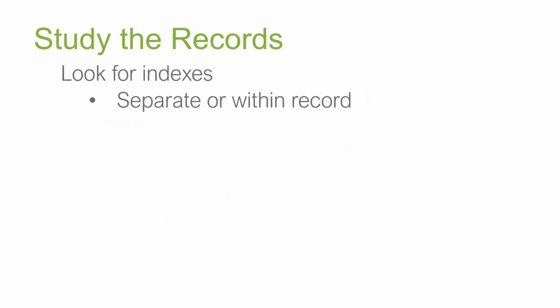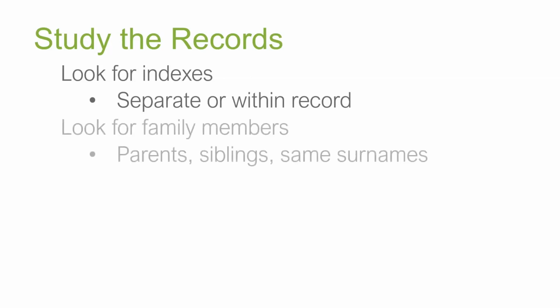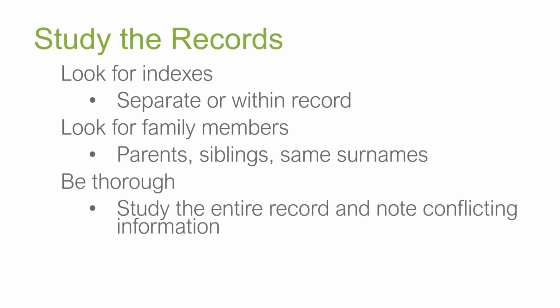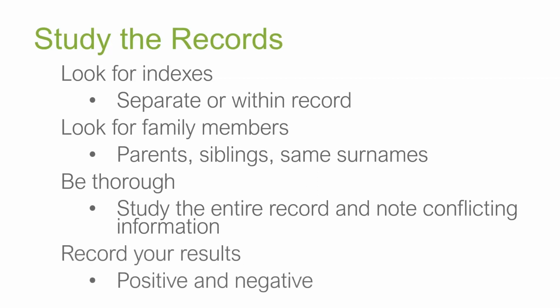Once I obtain the records, I need to study the record set. I want to look for indexes, and these can be separate or within the record. I then want to look for family members, and this would include parents, siblings, and even those with the same surname as I'm looking for. I want to be thorough and study the entire record and note any conflicting information. And I always want to record my results, both positive and negative.